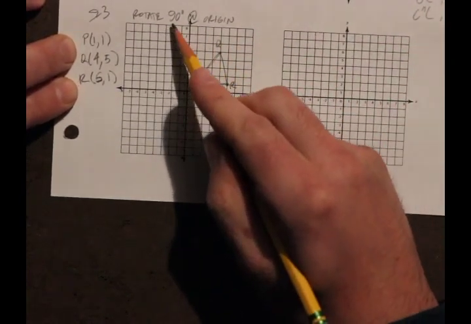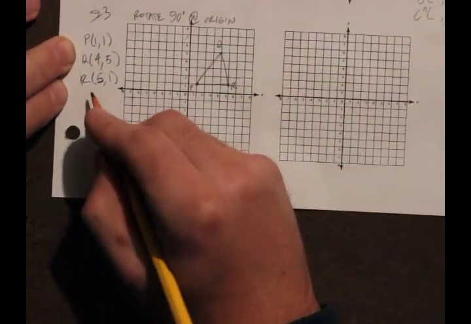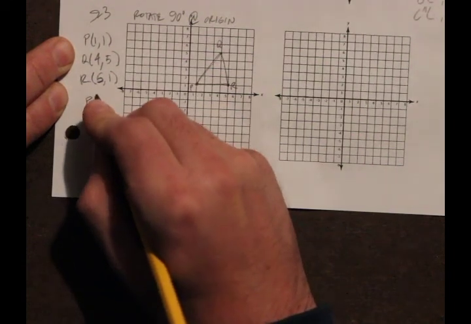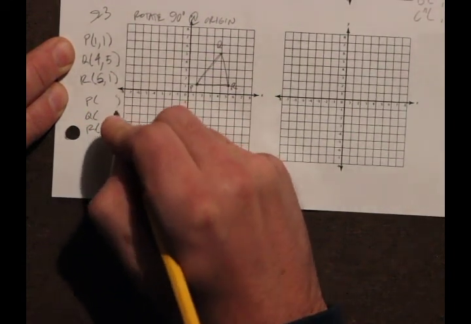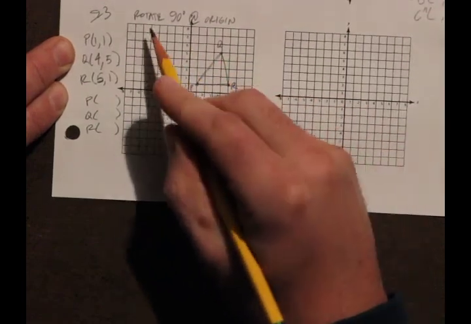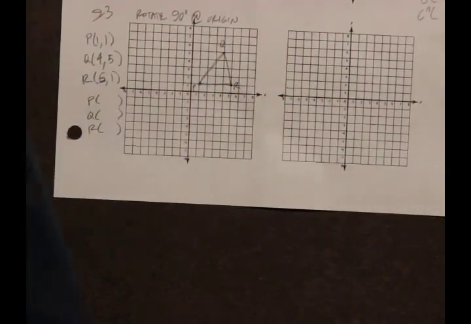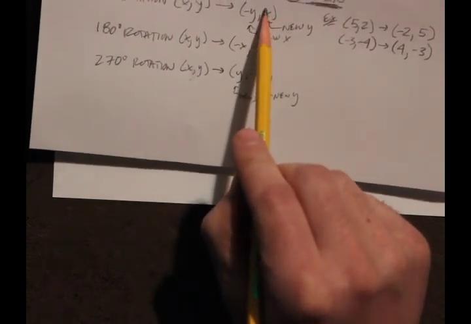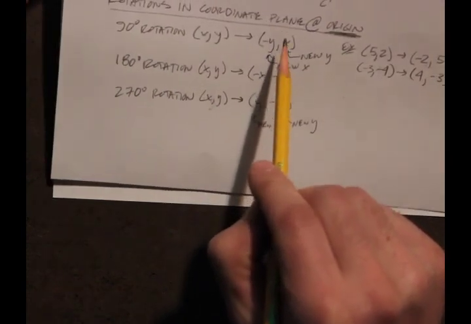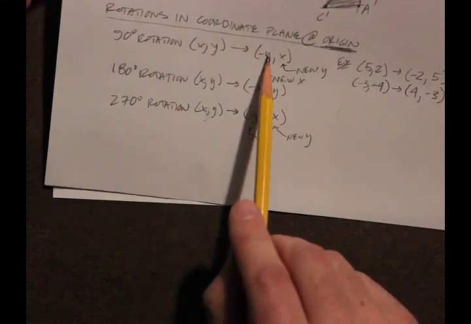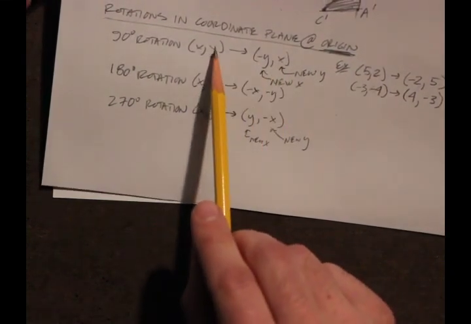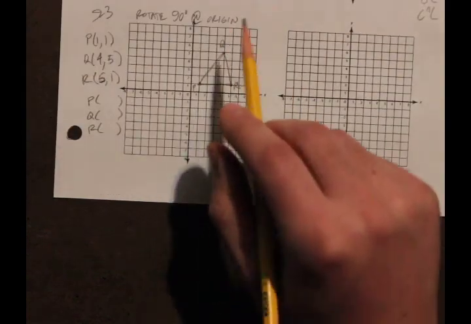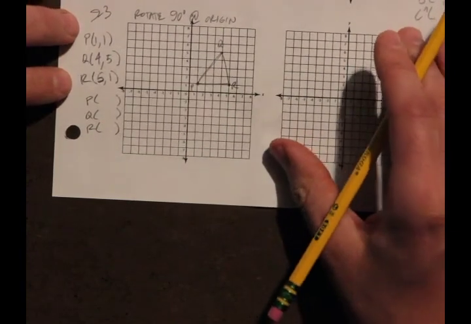Now I'm going to rotate it 90 degrees across the origin. So I'm going to figure out what my new points are going to be before I rotate it. For 90 degrees, I look at my notes here. I take my x value, make that my new y value. Take my y value, change the sign, and that's my new x value. So let's do that for P, Q, and R.